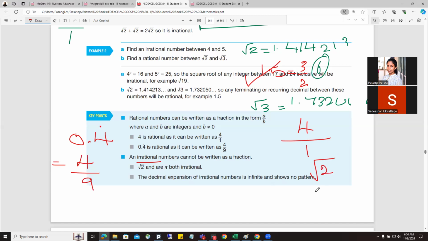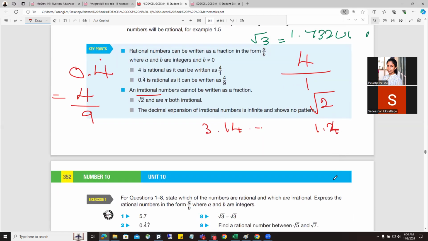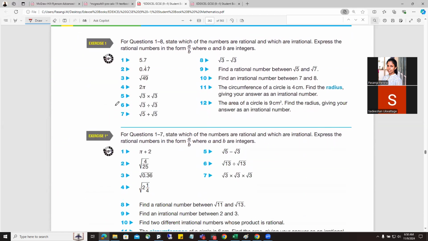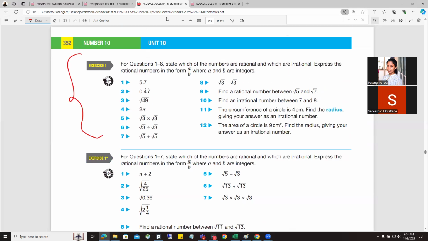If it's square root 2, it would be 1.41 and so on. And pi means 3.14 and so on. So these numbers we cannot write as fractions. The decimal expansion of irrational numbers is infinite and shows no pattern as well. Can you see exercise 1 now? Once you have completed it, send me the working so that we can mark it. In school, have you completed the search part? Yes, Miss. Okay, good. We'll do this one.